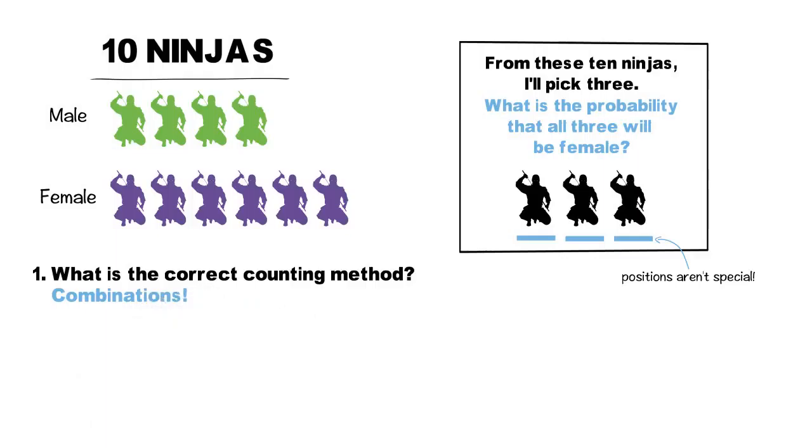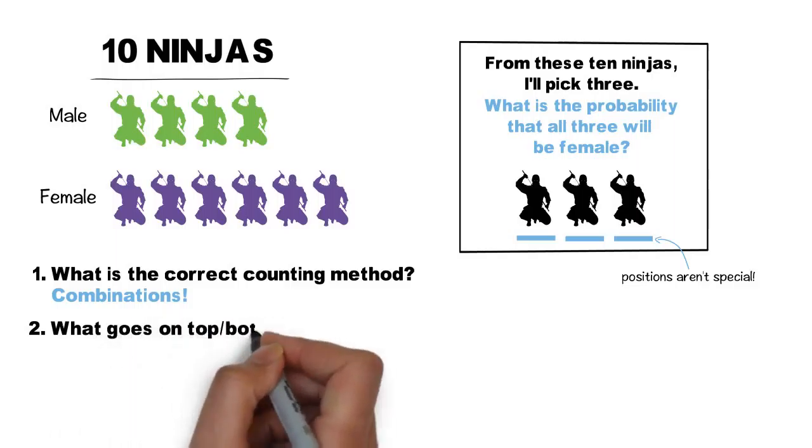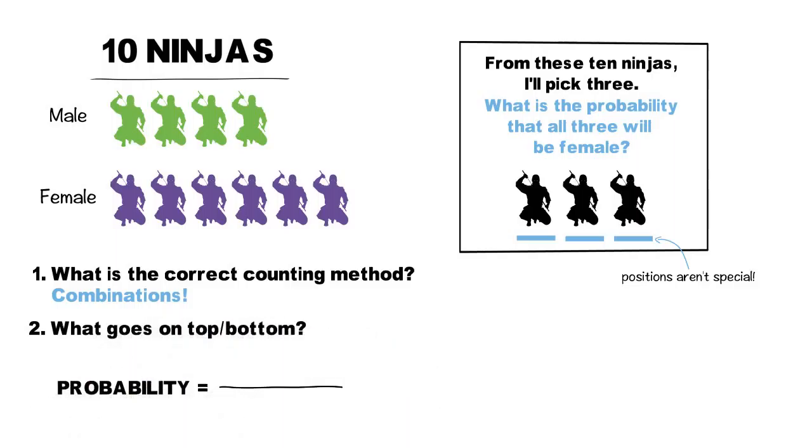Okay, so we know we're going to be counting using combinations, but we still have to figure out what number goes on top and what number goes on bottom for our probability fraction. And here's how you figure that out, guys. The setup of the problem, the thing that's happening in general, tells you how to count the bottom, and the specific question that you're being asked to find tells you how to count the top. Let's start with the bottom, guys.